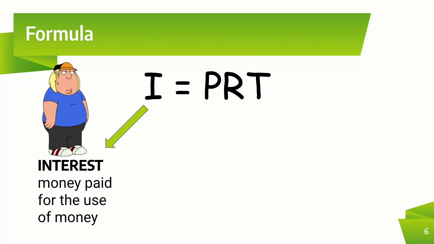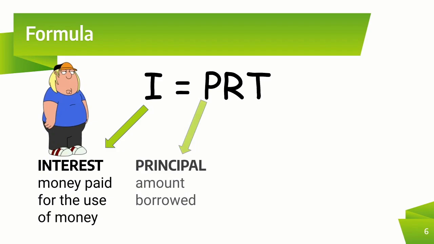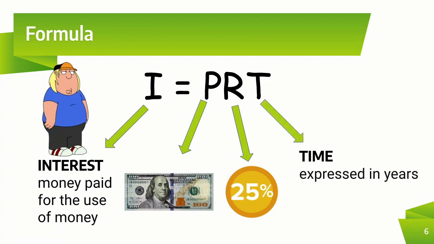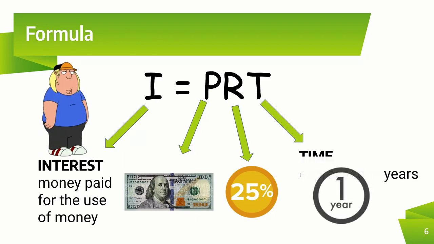The way we calculate that is to identify the principal, and that's the amount borrowed. Well, he's borrowing $100, so that's his principal. The rate that they agreed to was 25%, and the time was within 1 year, so 1. We take these numbers and we multiply them to figure out how much extra Chris has to pay when he gives Meg the money back.